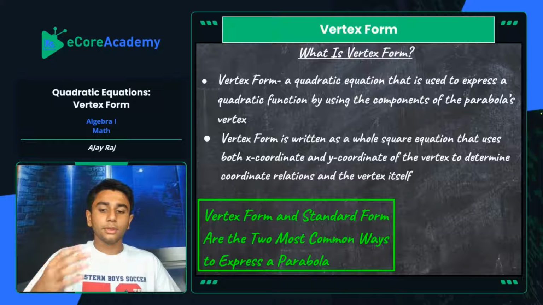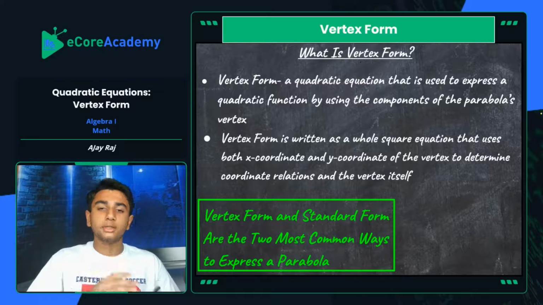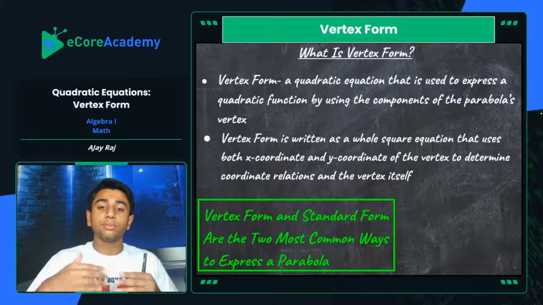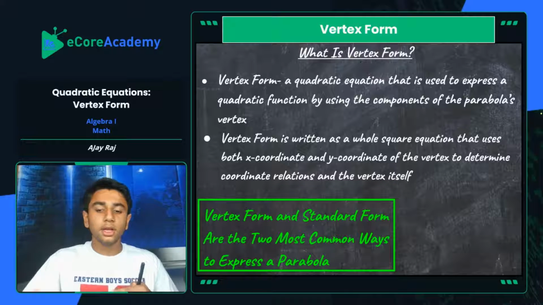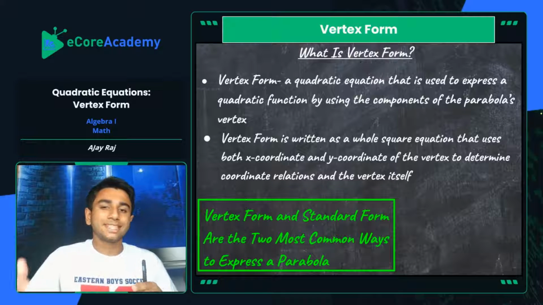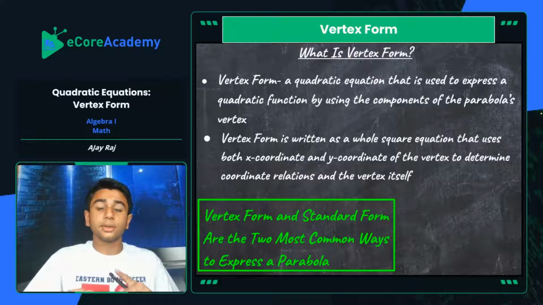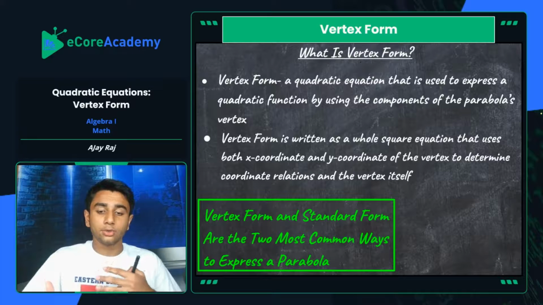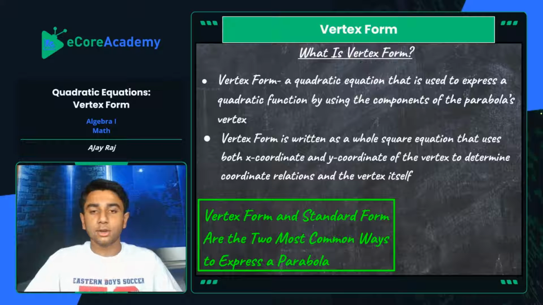So, vertex form and standard form are the two most common ways to express a parabola. Standard form is a little bit less consolidated. The vertex form has to do with parentheses and the whole square. Standard form is a little bit less compressed. It's more drawn out, essentially an expanded form of the vertex form. And of course, your standard form and vertex form can be swapped by calculation. You can switch them by creating whole squares, and also factor out your whole squares to create your standard form. But we'll get into standard form in another video.